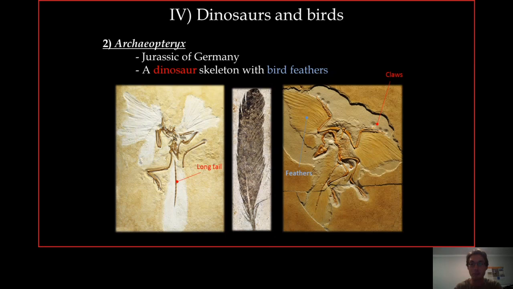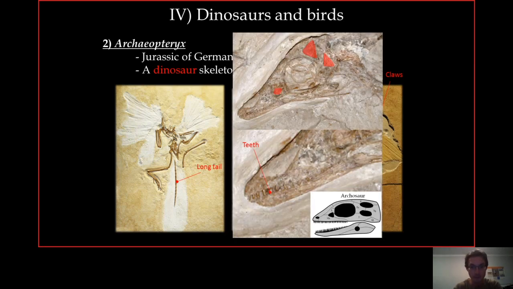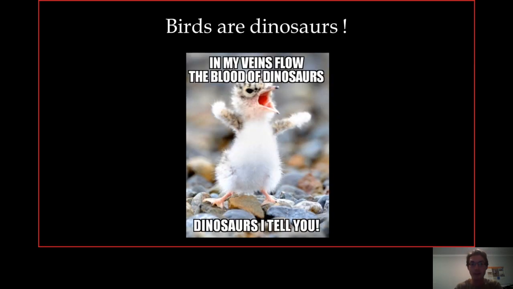And that's another very nice example of transitional species, of intermediate species, and that's another major transition in vertebrate evolution, the transition from reptiles to birds. So birds actually are descended from dinosaurs, so birds by definition are also some kind of dinosaurs.